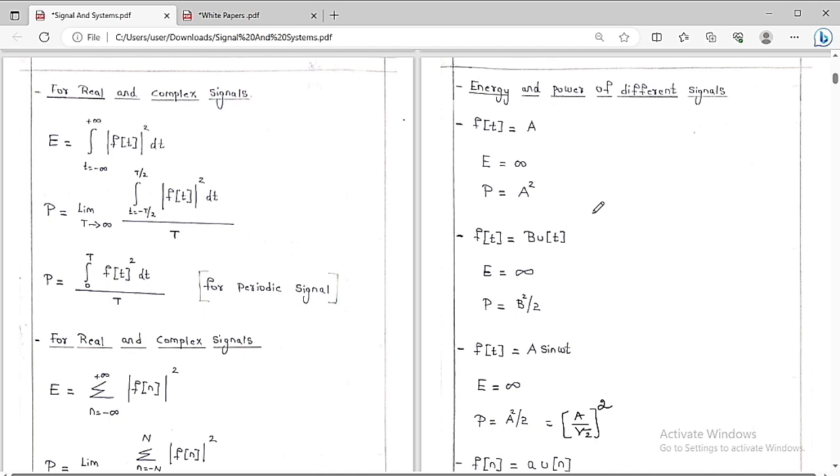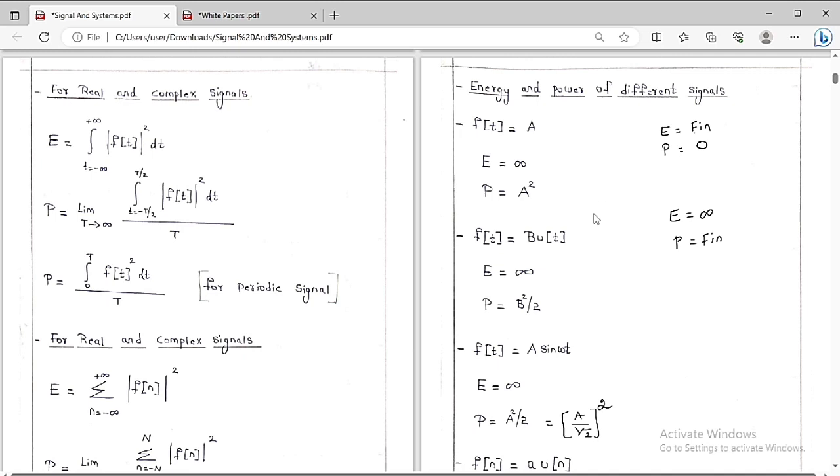I've already told you what an energy signal is. Energy signal means energy is equal to finite. So for an energy signal, the energy is equal to finite and power is equal to 0. Then only we say it is an energy signal. And for a power signal, energy is equal to infinity and power is equal to finite. Then we say it is a power signal. So from this, what is the first signal?